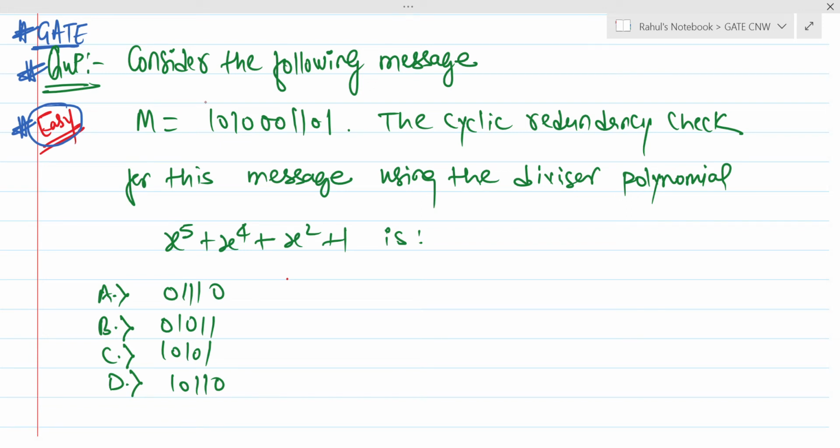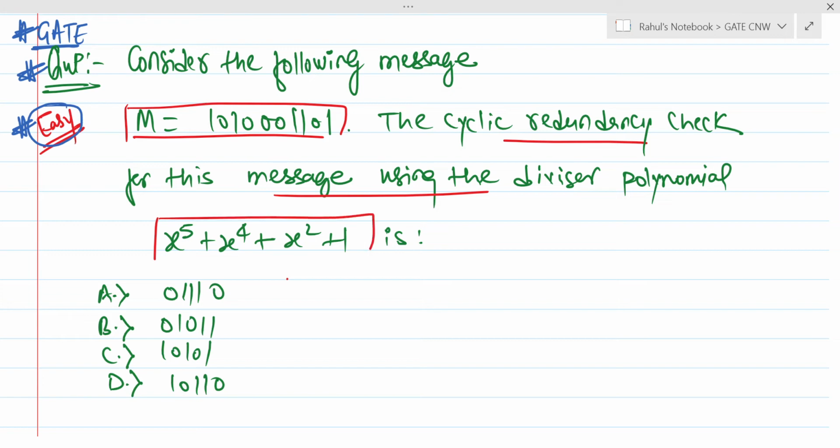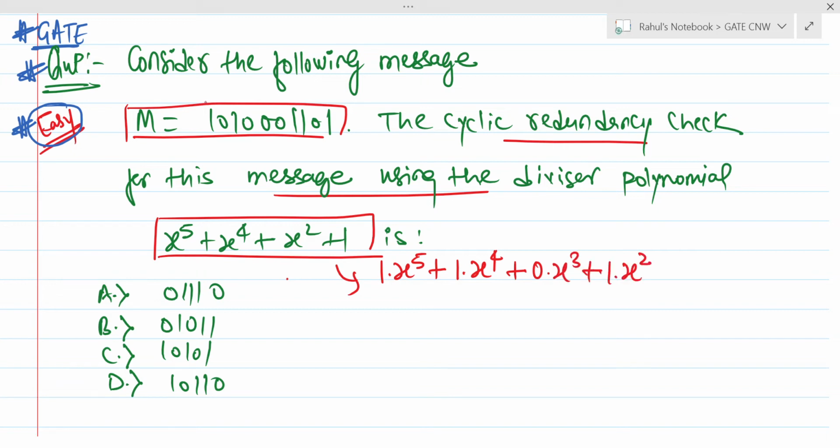So the question is, consider the following message, and the message is given like this. In the question, the cyclic redundancy check for this message using the divisor polynomial is given like this. You can do it easily. 1 into x to the power 5 plus 1 into x to the power 4 plus 0 into x to the power 3 plus 1 into x to the power 2 plus 0 into x to the power 1 plus 1 into x to the power 0.